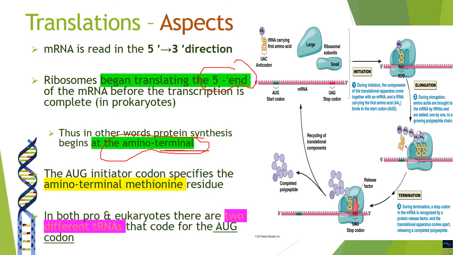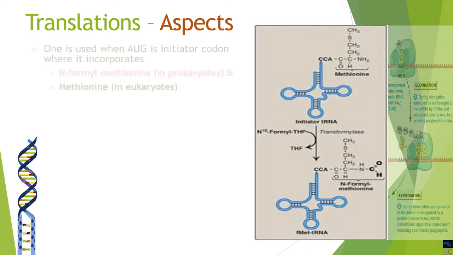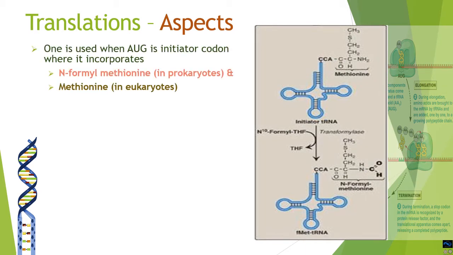So amino terminal methionine will be there, and usually prokaryotes and eukaryotes contain two different types of tRNAs which can decode AUG. The start codon AUG is recognized by one tRNA, and the AUG which is in the middle of the mRNA somewhere is recognized by some other tRNA. So there are two different tRNAs to recognize the AUG. The initiator codon is recognized by the initiator tRNA, while the internal AUG is recognized by a different tRNA. So these two different kinds of tRNA are involved in the decoding of the AUG.